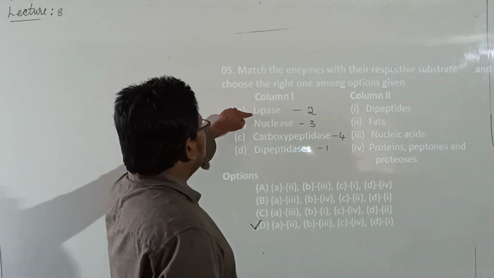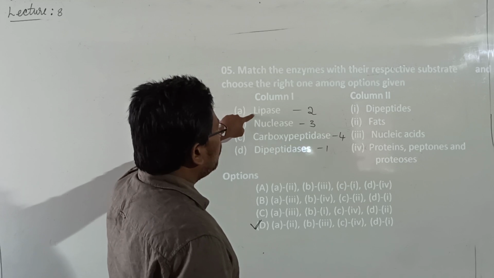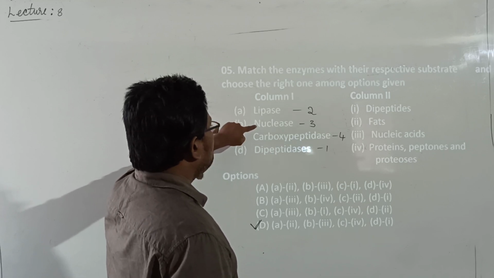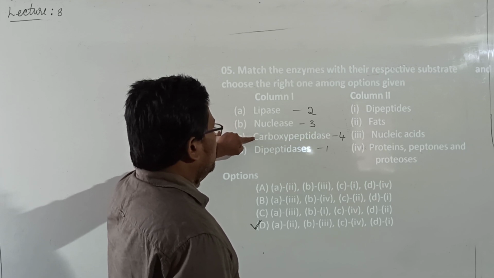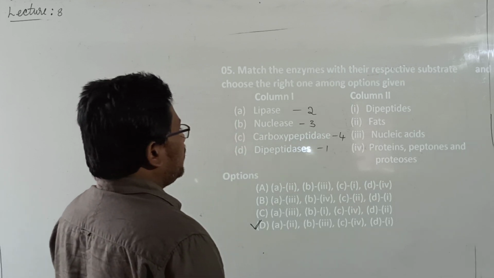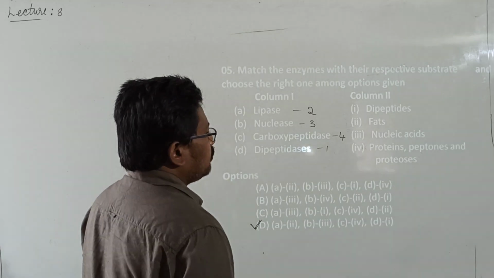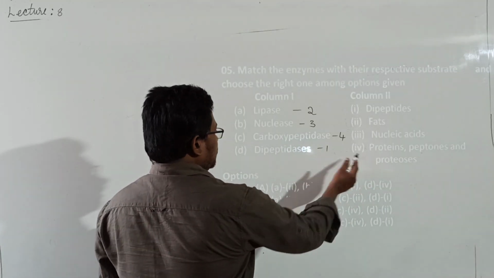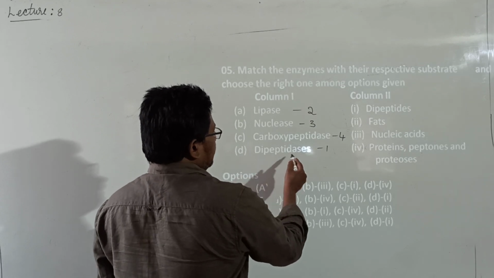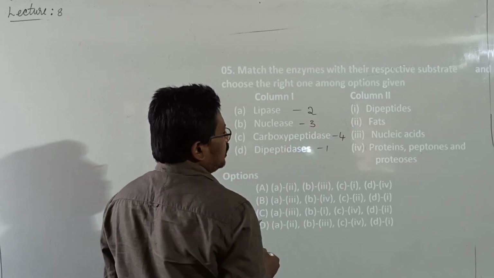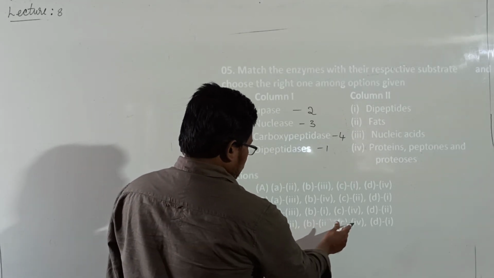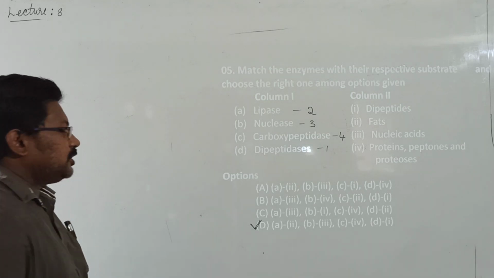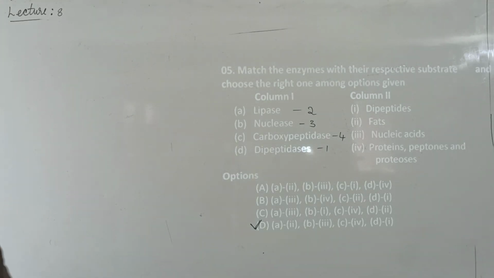Okay. So once again, you see lipases will be acting on fats, the nucleases on nucleic acids, the carboxypeptidases will be acting on proteins, peptones and proteoses, and dipeptidases will be acting on dipeptides. So it will be 2, 3, 4, 1. So the option D will be the right one.